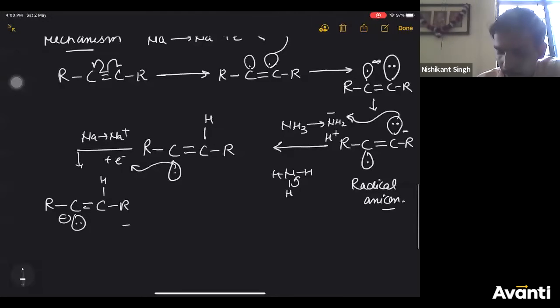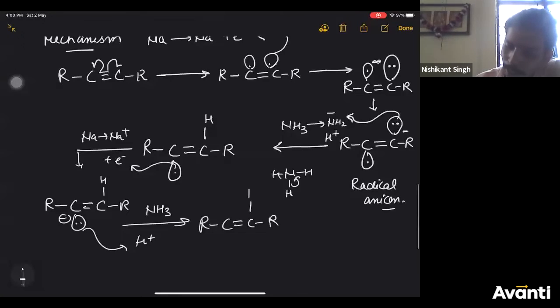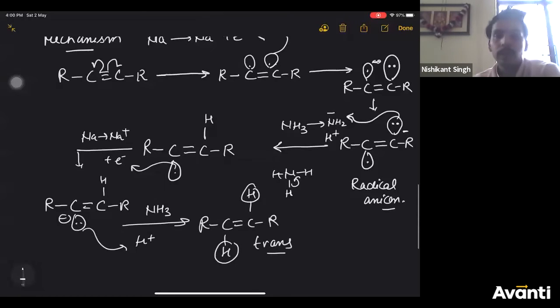Negative charge. It will again take H+ from ammonia. And you can see now, both the hydrogens are added to the opposite side. So you'll get a trans alkene, right?